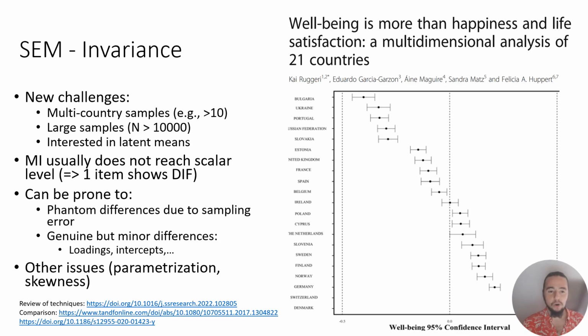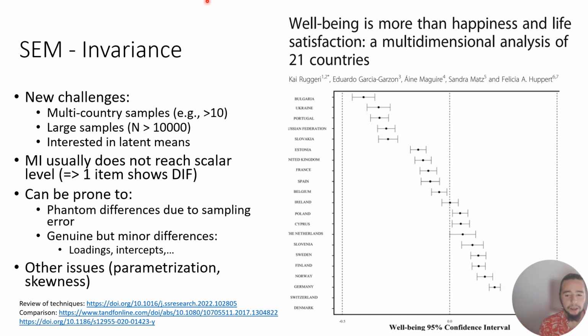However, there are more interesting things happening here. Right now, in scientific contributions, we can easily encounter, for example, multi-country samples with many groups or large samples, and normally we are interested in comparing latent means. Here is an example of what I'm trying to say. This study about well-being had a lot of countries with a sample for each country, and were interested in comparing the latent means in well-being.